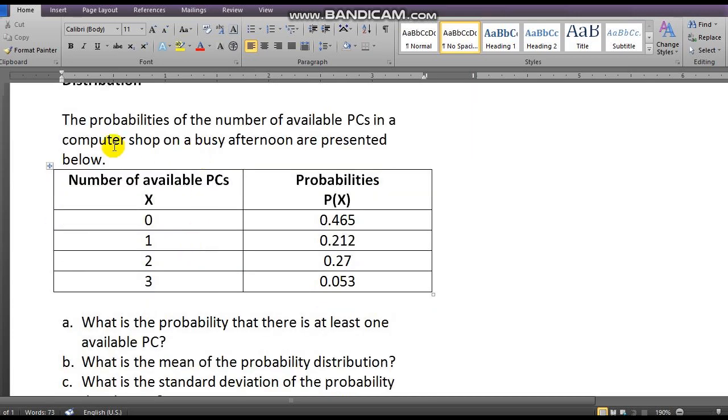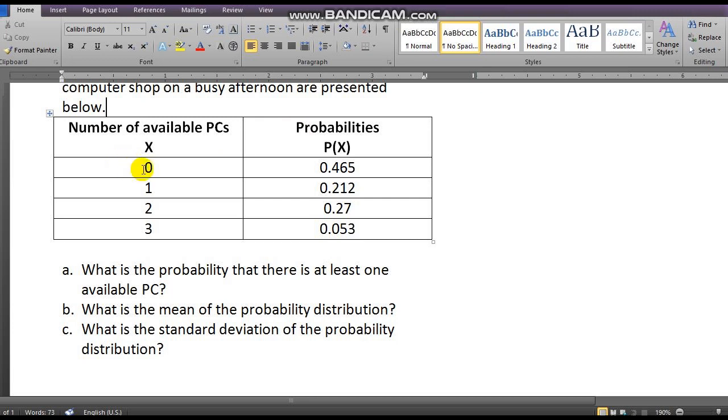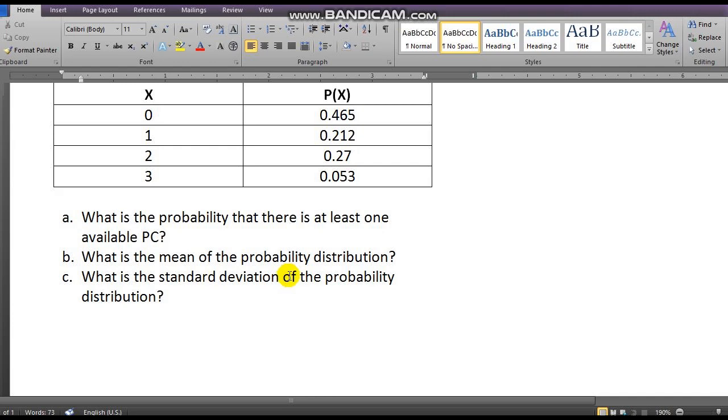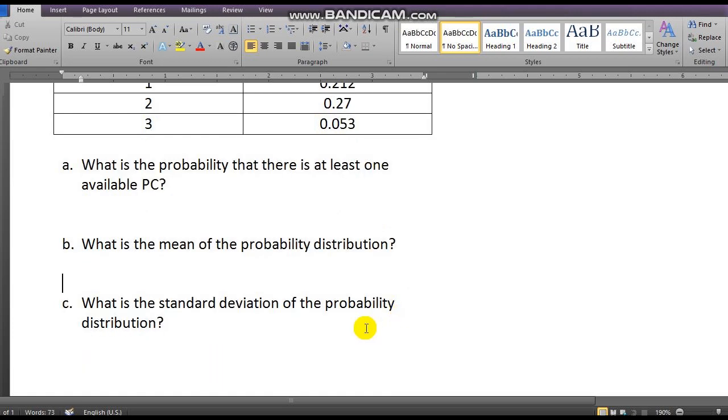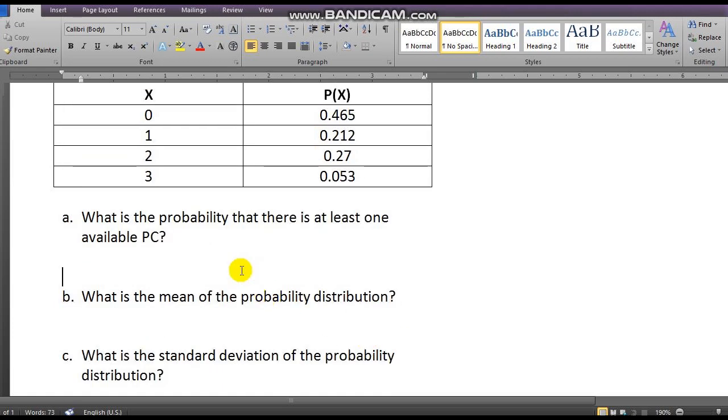So let's have a problem here. The probabilities of the number of available PCs in a computer shop on a busy afternoon are presented below. If there's no available PC, the probability is 0.465. If there's one available PC, the probability is 0.212. If there are two available PCs, the probability is 0.27. And if there are three available PCs, it's 0.053. First question: what is the probability that there's at least one available PC? What's the mean of the probability distribution? And what's the standard deviation of the probability distribution?